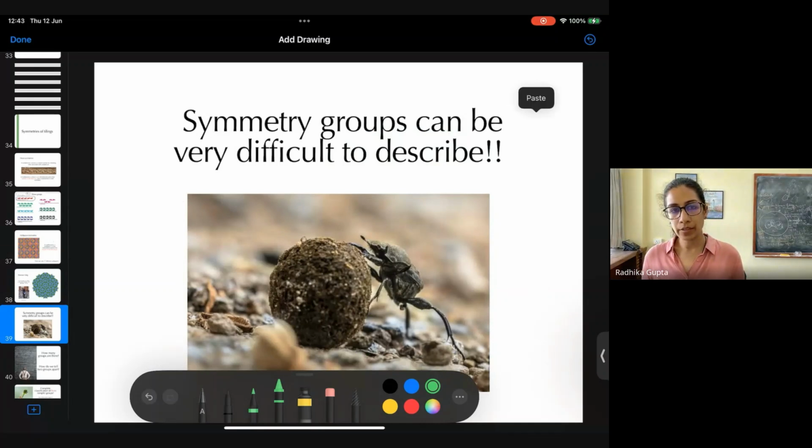symmetry groups can be very difficult to describe. It's not an easy thing to do. If I hand you a random object and ask you for all its symmetries, a very famous question, whose answer is known, is the Rubik's Cube. Actually, solving a Rubik's Cube amounts to understanding its symmetries, for instance.